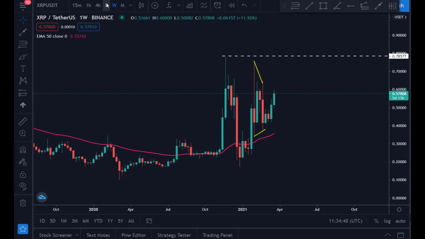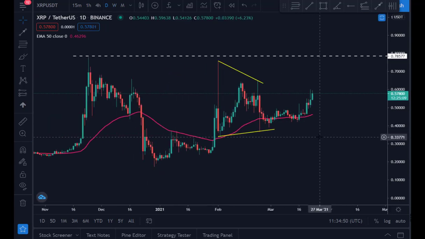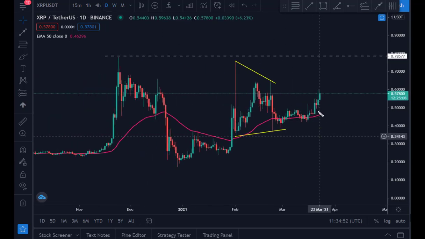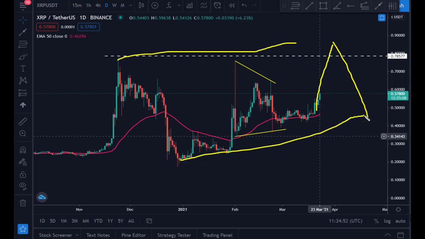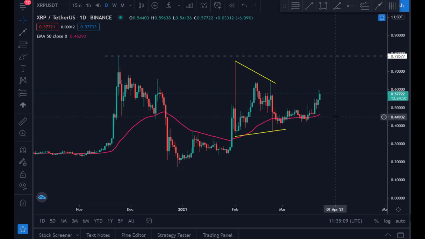So in a nutshell, Ripple is, as I said, we're expecting it to break here. Once this is broken, you can see that this structure might be more clear. And if this happens, guys, expect Ripple to go to the moon. Going to $3, $5 would be as easy as ABCD if that happens, guys. All right, so that's just it.